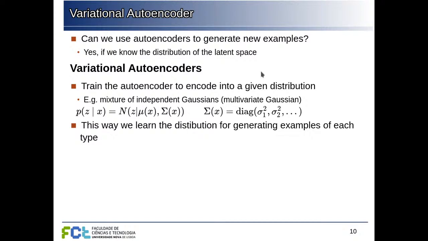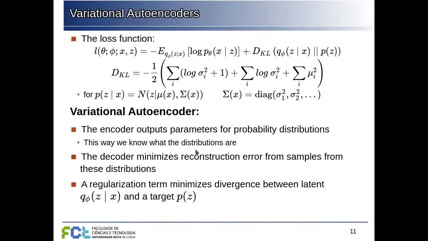And basically the idea is we don't want the encoder to give us a specific encoding for an example, but to tell us what are the means and standard deviations of all these Gaussians that represent the probability distribution for that kind of examples. And this way, we learn the probability distributions to generate each type of example.